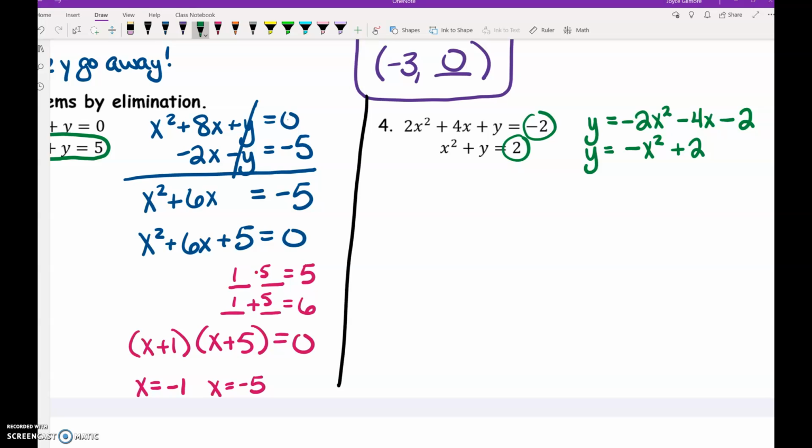Okay. Now we've got y equals stuff and y equals other stuff. So you can put stuff equals other stuff.